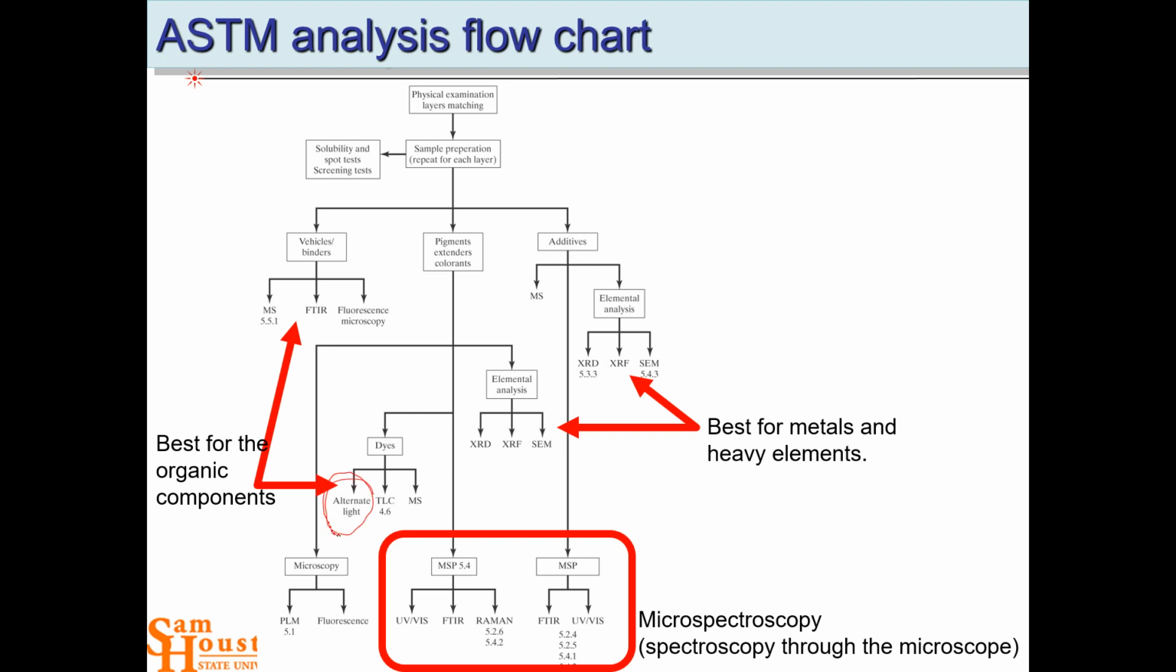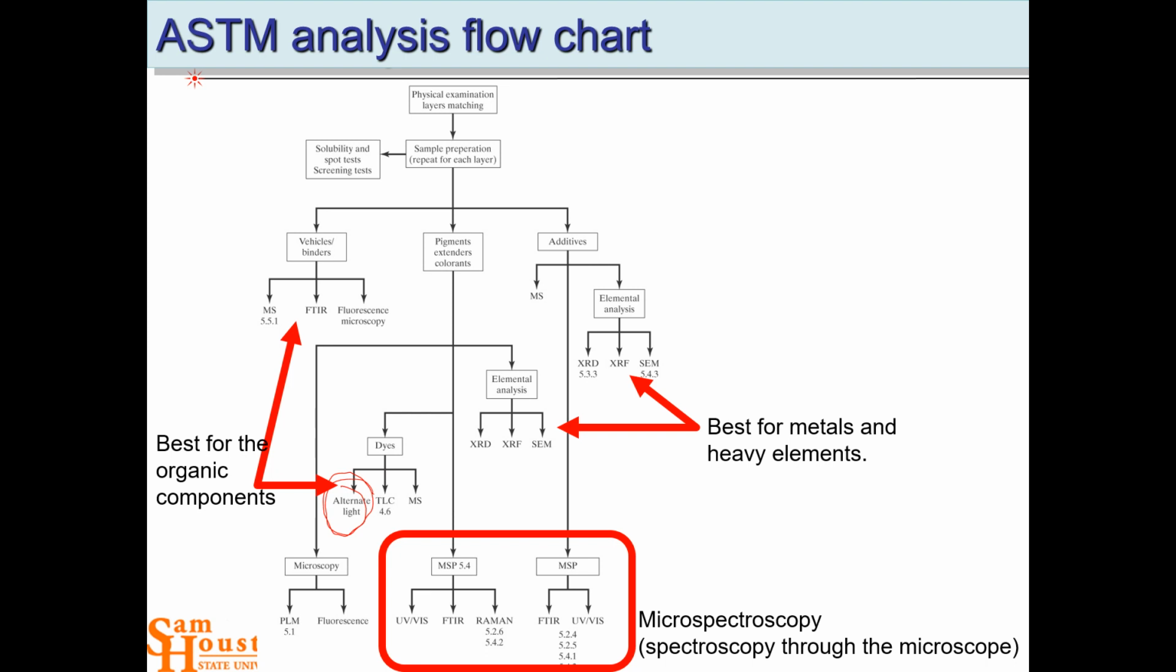Looking at the dyes and pigments, and also for locating things that are difficult to see. Then we have imaging, like UV-Vis, FTIR, and Raman. And so this is microspectroscopy, spectroscopy through the microscope. So it's not useful for everything, but it's useful for particular situations.